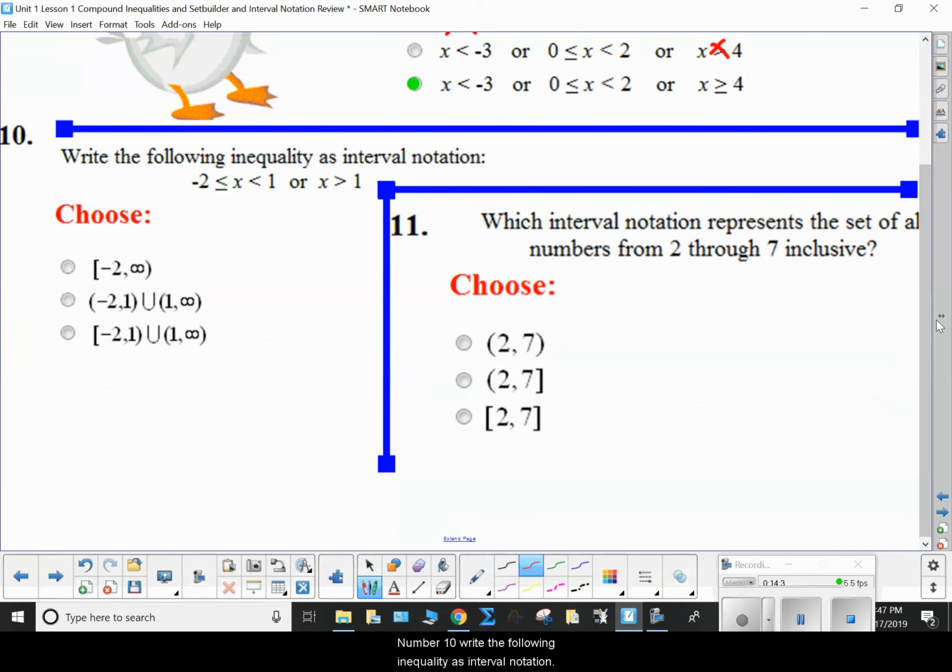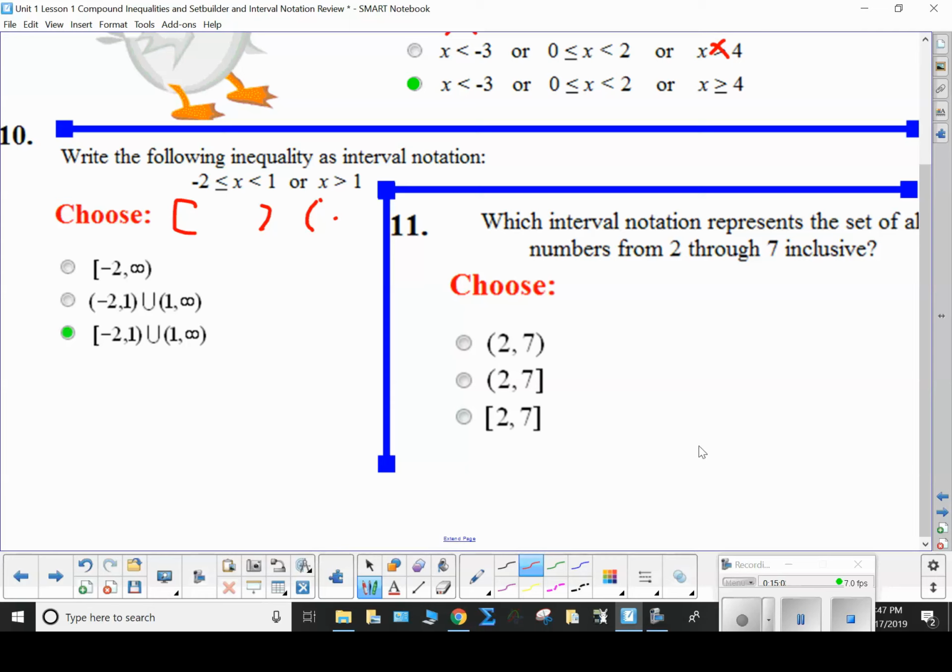Number 10, write the following inequality as interval notation. So we're going to have a bracket on -2, and then a parenthesis on 1. And then we've got an or statement, because we can't actually equal 1. So we've got a bracket, a parenthesis, and then a parenthesis, and then you're going to have infinity. This is our third option.